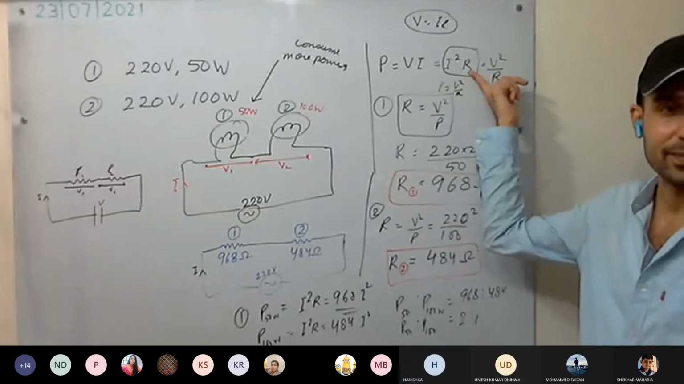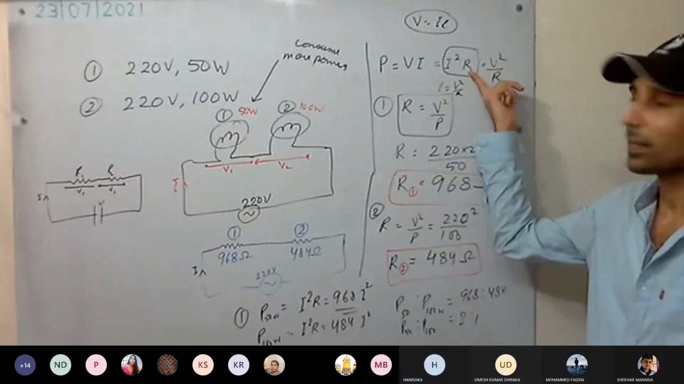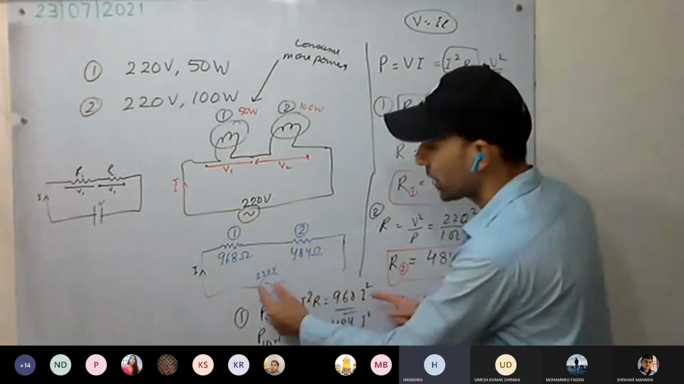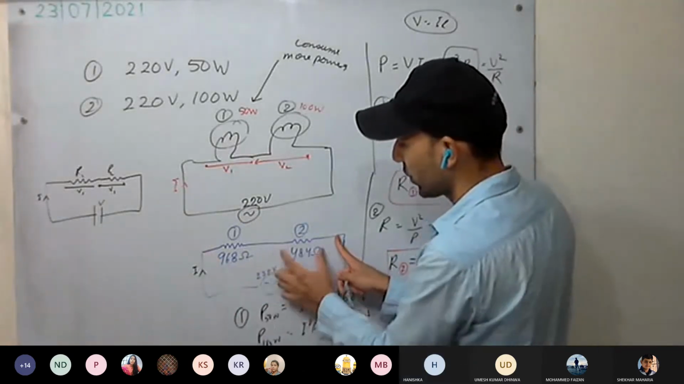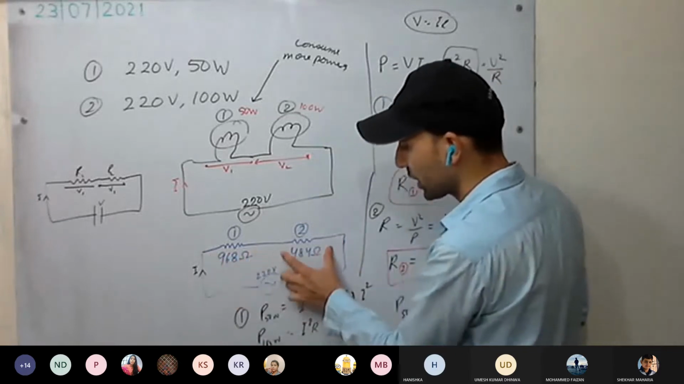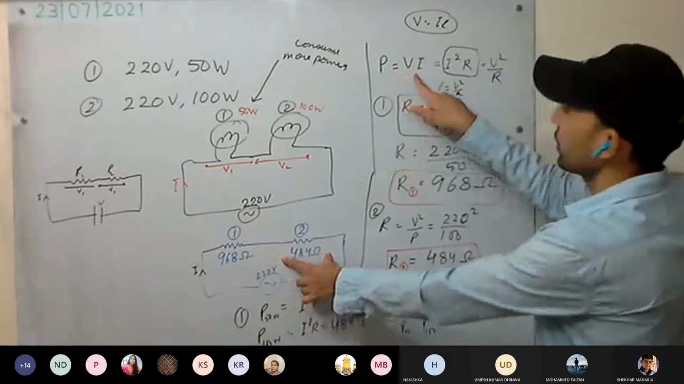The voltage given is 220 volt, but this is not the voltage across this one or this one. So we need the voltage across this one and the voltage across this one. Then only we can apply the first formula.